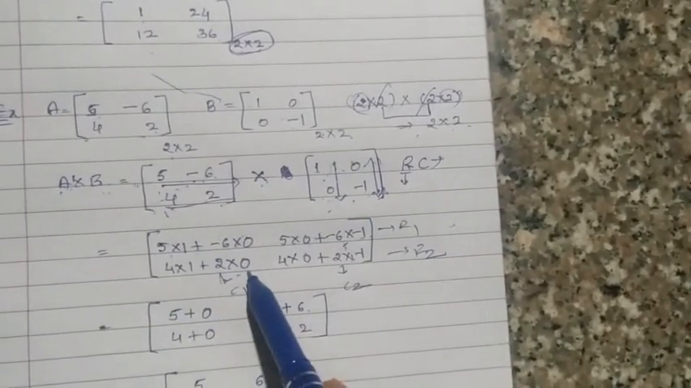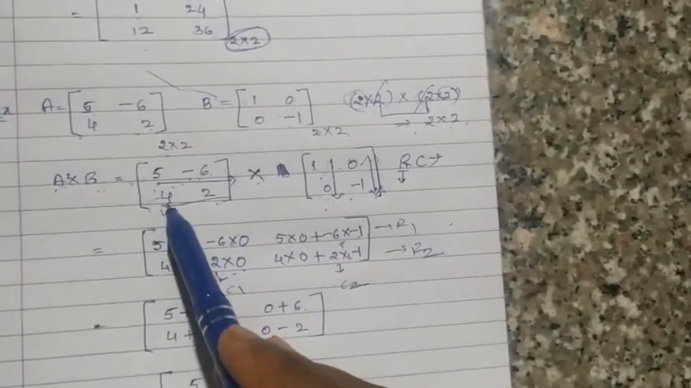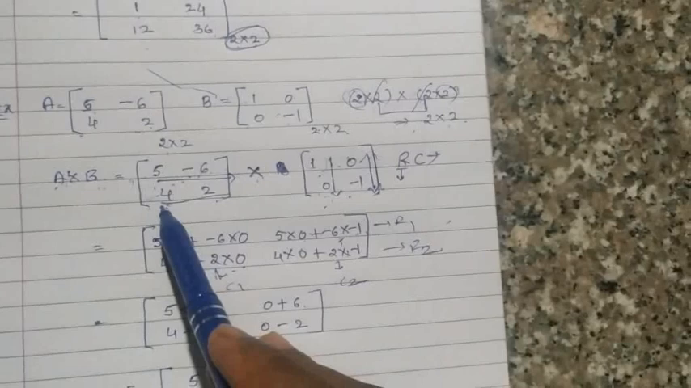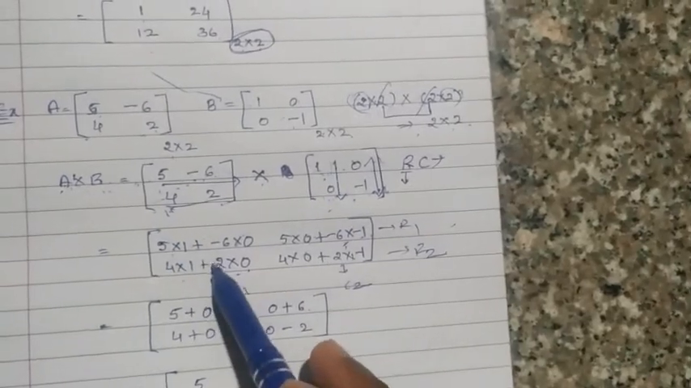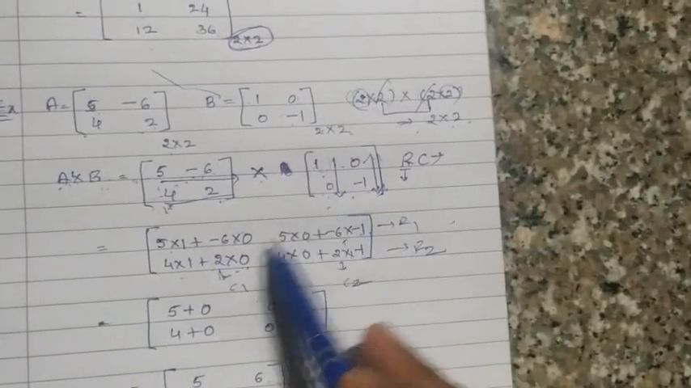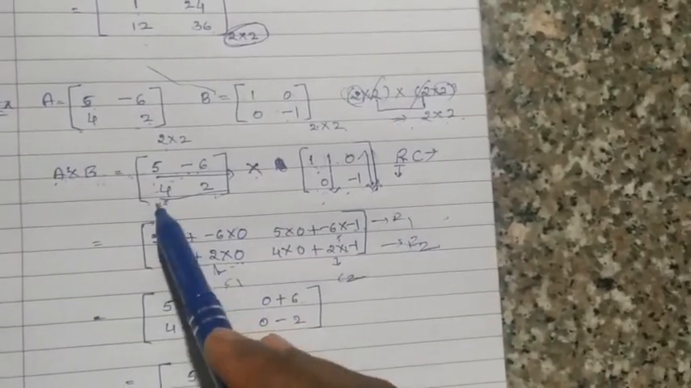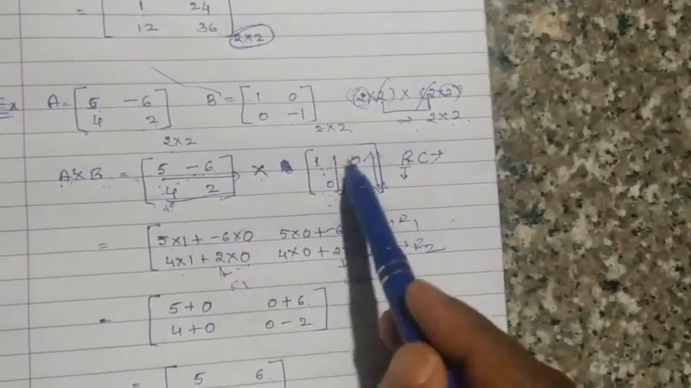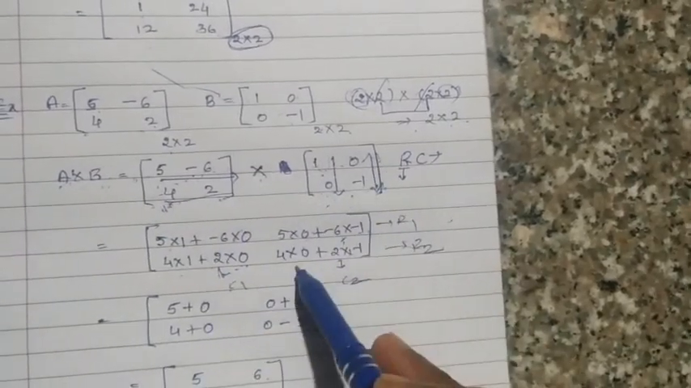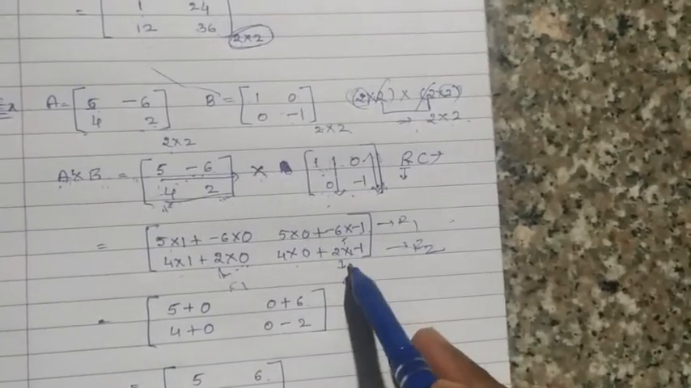Second row means the entries should be in the first column here. Okay. That is 4, first element with the first element. 4 into 1 plus 2 into 0. Second row, first column. Second row, second column. 4 into 0. Then for the second element plus 2 into minus 1.